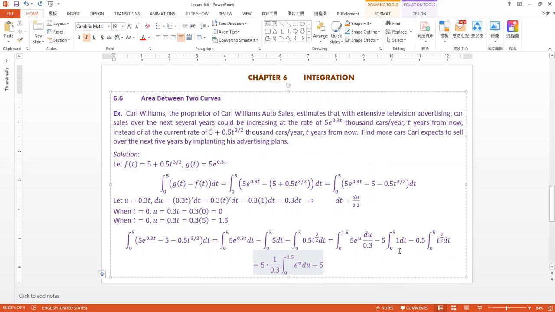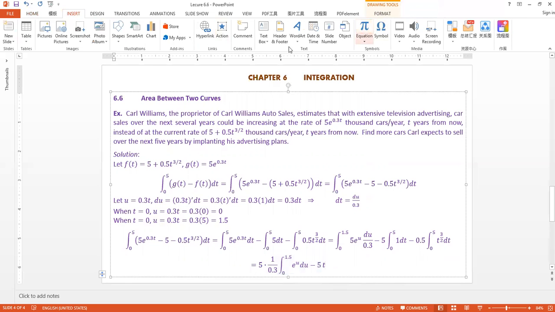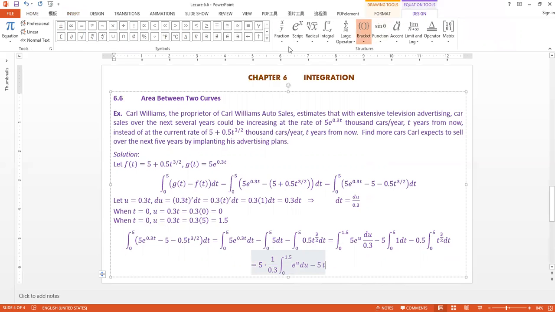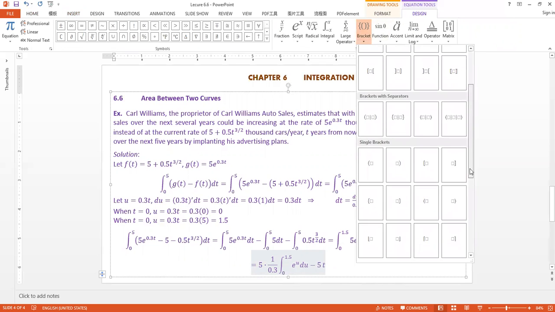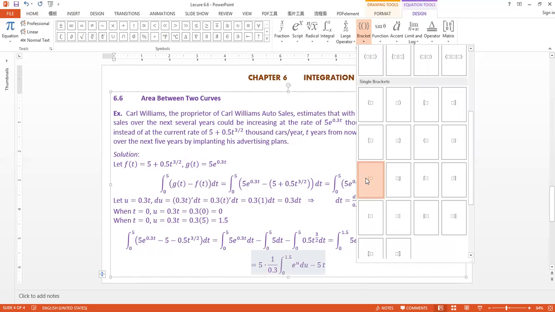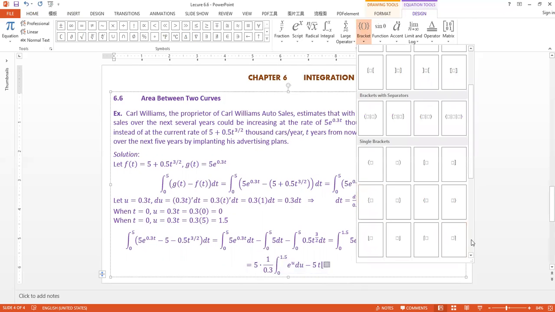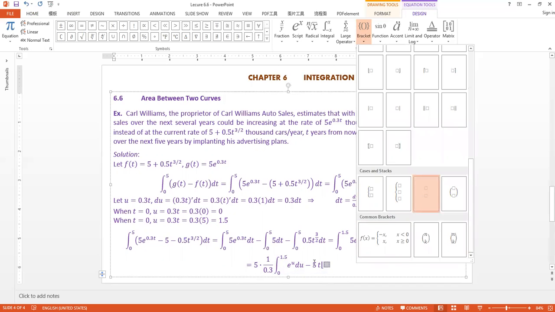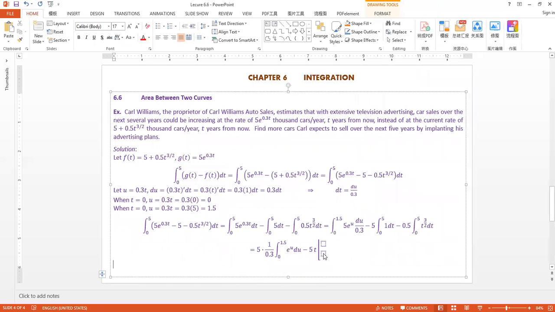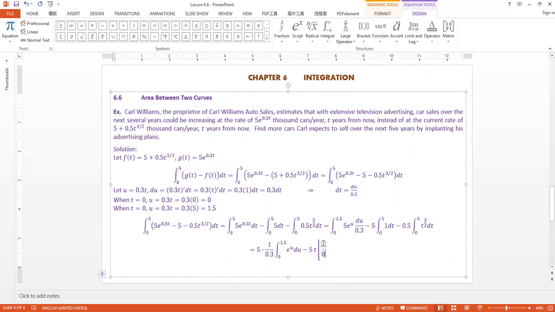And then the next term, if we integrate 5 or 1, you get a t. So that's 5 times t, and you evaluate at 0 and 5 and subtract. Okay, so let's just do that. So 0 and 5.